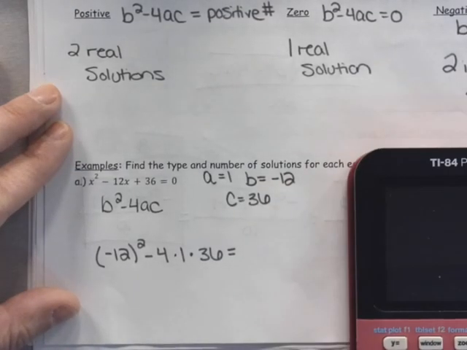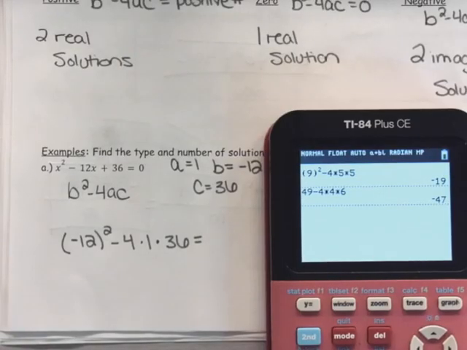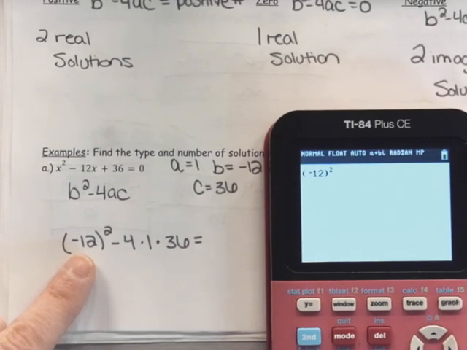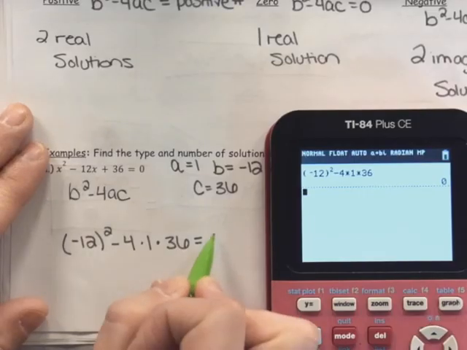We need to figure it out. And again, this is why I said grab a calculator. You can do this all in your calculator. So I'm going to go parenthesis, negative 12, close it, square it, minus 4 times 1 times 36, and I get 0.